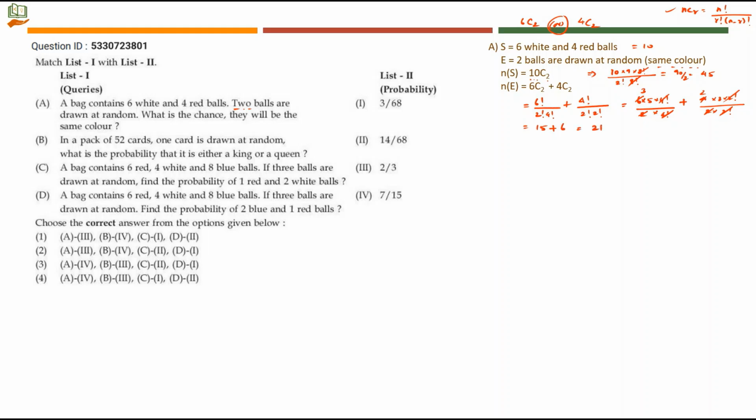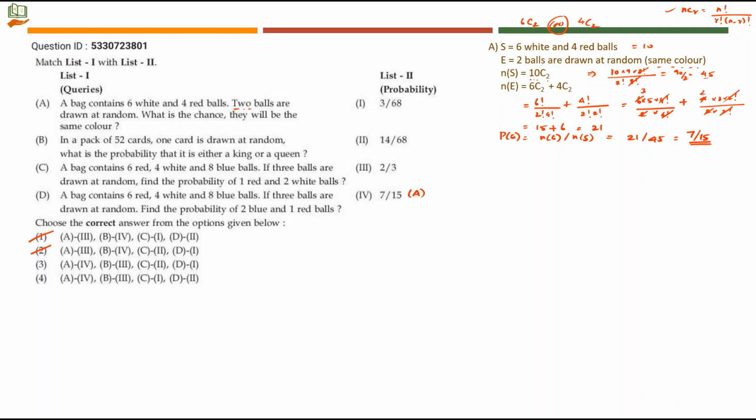So it is 21. How will you find the probability of the event here? It is n of E divided by n of S, which is equal to 21 divided by 45. 7 3s are 21 and 15 3s are 45. 7 by 15 will be the probability for A. A will be mapping to option 4. A4 is available in 2 options. We will rule out the other 2.